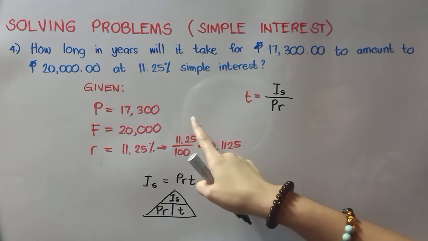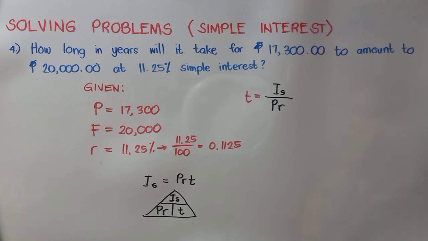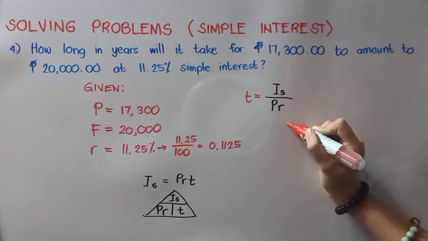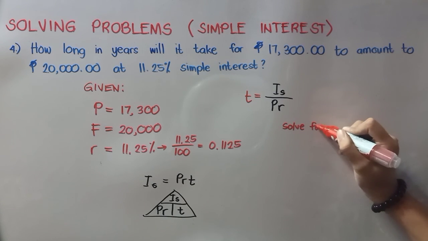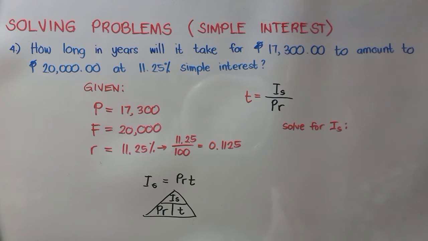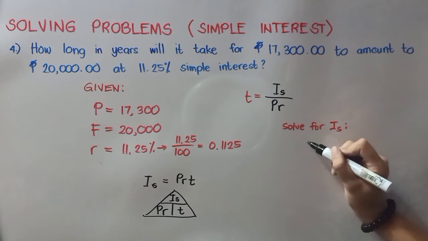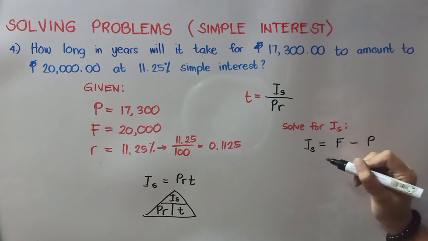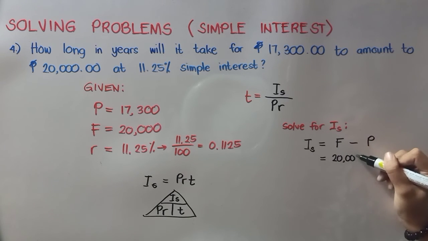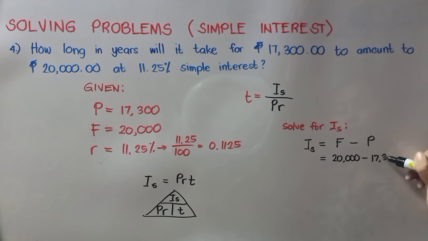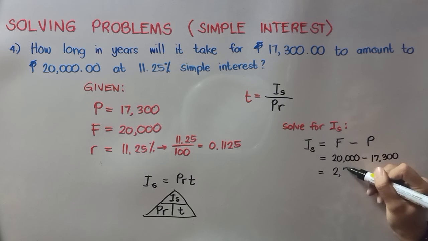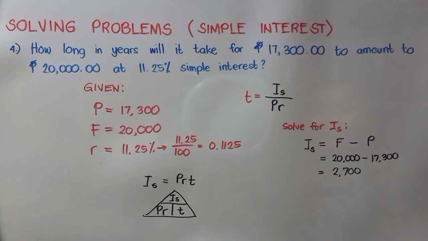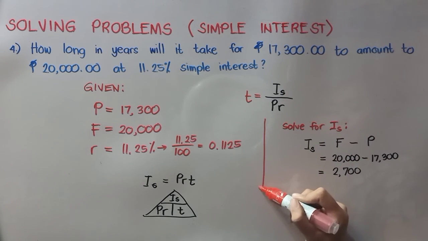It's now time to substitute. However, there is no value for our simple interest. We only have here the principal and the future value. But remember that the simple interest is what we are going to add to our principal amount to get our future value. Therefore, to get our simple interest, we'll simply have to subtract our principal amount, 17,300, from our future value, 20,000. This will give us 2,700 simple interest.